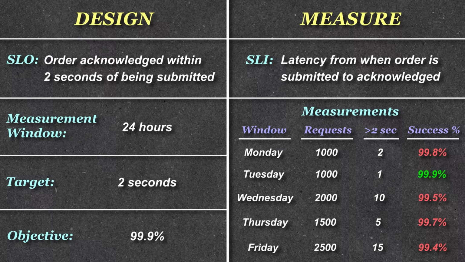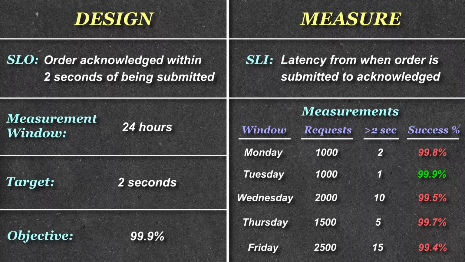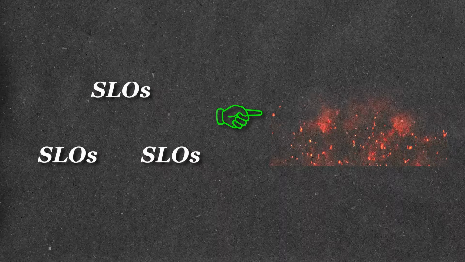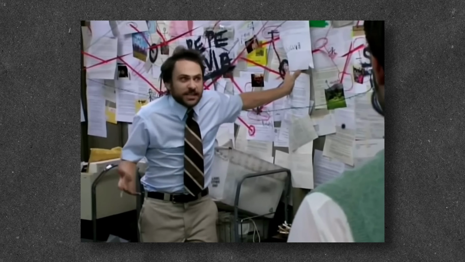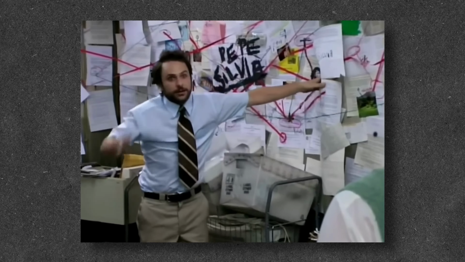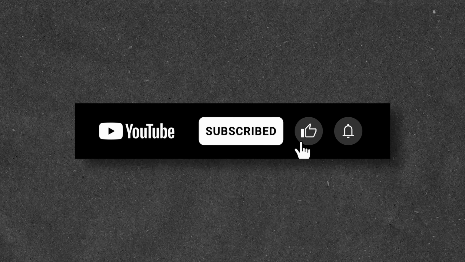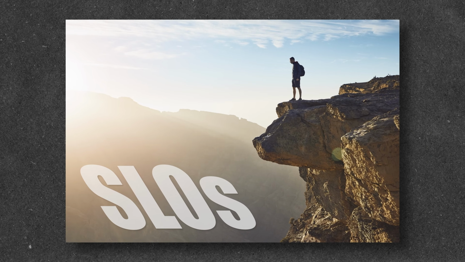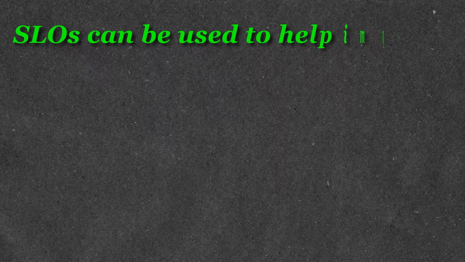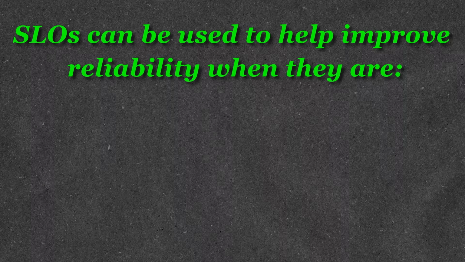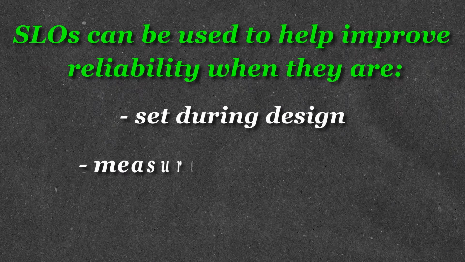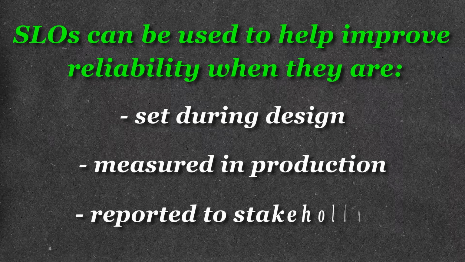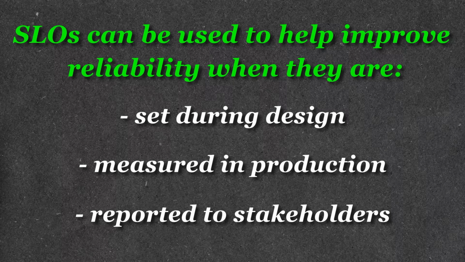Keep in mind that SLOs do not replace other types of operational visibility like monitoring, but with enough SLOs in place, they can point us towards potential hotspots of decreasing reliability. This is a complicated topic. We have another video coming out about SLOs that will help us dive deeper, so subscribe to be notified when it's published. But this high-level overview should give you a broad understanding of SLOs. At a high level, SLOs can be used to help improve reliability by making sure that service level objectives are set during design, measured in production, and reported to stakeholders, so the right changes can be made to the product.